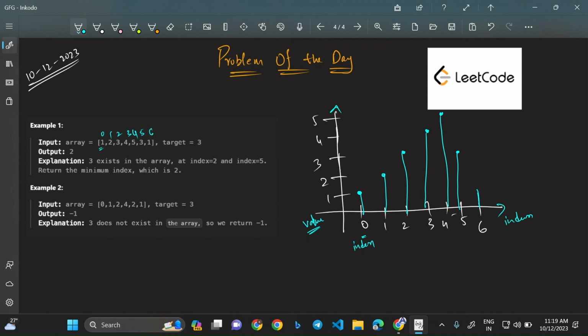Okay, and 6th index 1 is. So you can see the shape of this array that has been formed. It's been growing and then decreasing. That's it. There is only one peak. All right, so this is the peak. This is the peak I'm talking about. So there is only one instance like this.